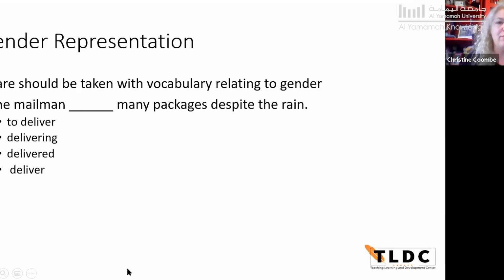When we use vocabulary pertaining to gender, it's really important that we choose vocabulary that is non-gender loaded. I think you've all been able to pick out the word here that is deemed politically incorrect, and that's the word mailman. A better option that is not gender loaded is mail carrier, for example.